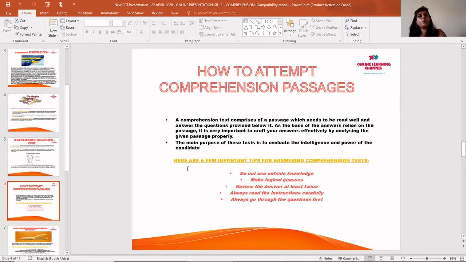How to attempt comprehension passages. A comprehension test comprises a passage which needs to be read well, and you answer the questions provided below it. As the basis of the answers relies on the passage, it is very important to craft your answers effectively by analyzing the given passage properly. The main purpose of these tests is to evaluate the intelligence and power of the candidate.